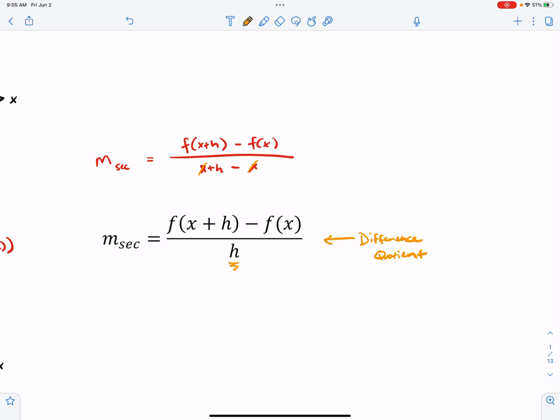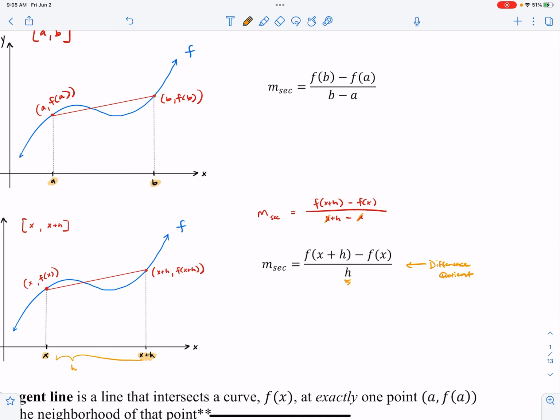Now, you already have the slope formula. So if you know the actual values, like the actual interval that you're calculating the slope of a secant line for, you might as well just use the slope formula. But the difference quotient is going to allow us to lead to a new definition.